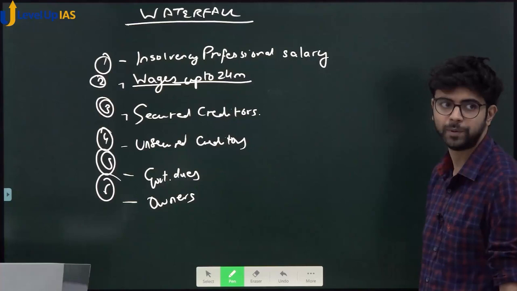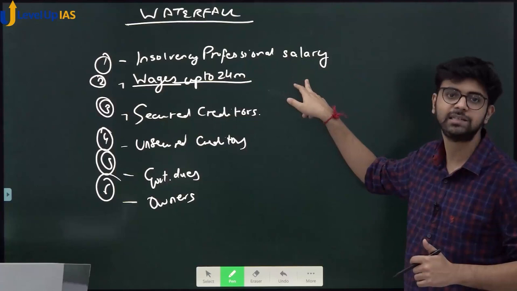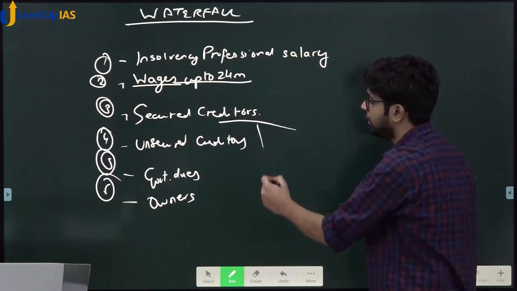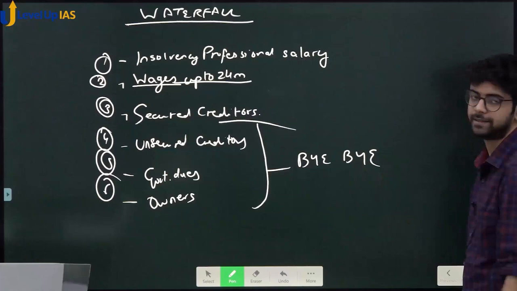So if you have only 50 crore rupees, you will first clear insolvency professional salary. Let's say his salary is 20 crores. Bacha kitna? 30 crores. Let's say wages up to 24 months is coming to 5 crores. Bacha kitna? 25 crores. Then you settle secured creditors. Let's say your money got over here. Then inko kya bolenge hum? Bye bye. No money left for them.